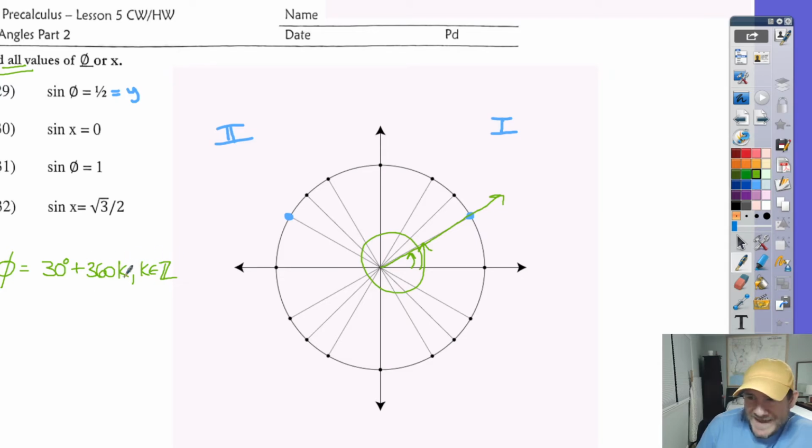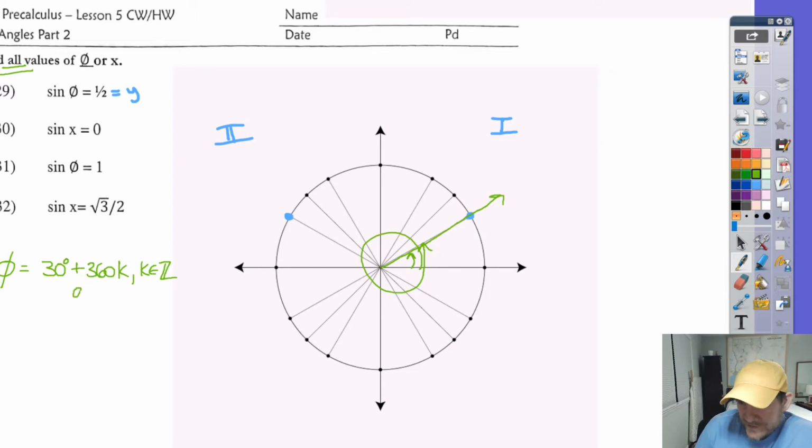I could let k be 10, and I get what? 3630. So that whips around 10 times. Then it goes the extra 30, and it's in the right location. So this is all the guys whose reference angles are 30, and they live in quadrant 1.